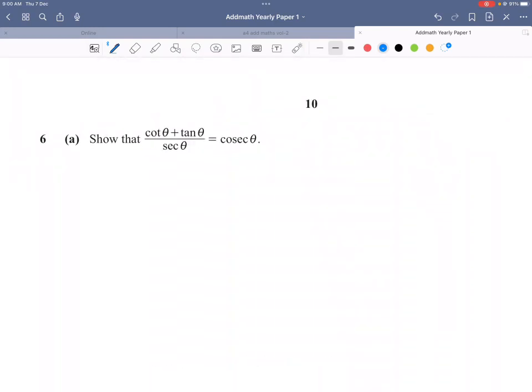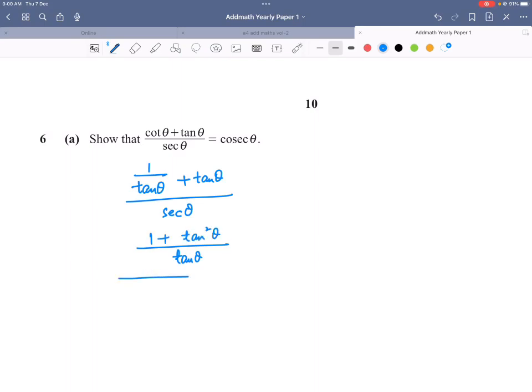Next one. Show that cot theta plus tan theta over sec theta equals cosec theta. Alright. So cot theta is 1 over tan theta, plus tan theta, and the whole divided by sec theta. If you take out the LCM in the numerator, that is tan theta, and it's 1 plus tan square theta over sec theta.